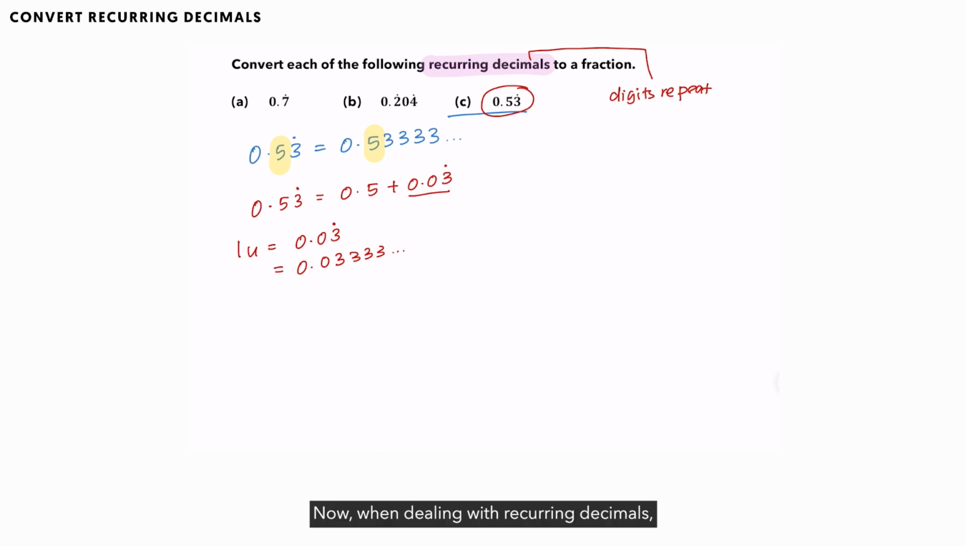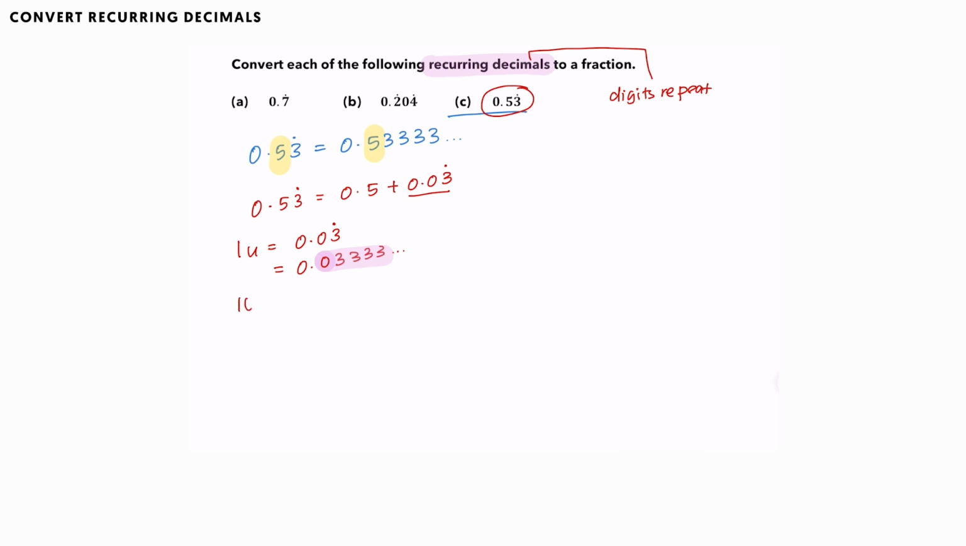Now, when dealing with recurring decimals, I want to be able to find another decimal where the portion after the decimal place looks almost similar. So instead of 1 unit, what do you think we should look out for? Do you think 10 units will work? Okay, let's try 10 units.